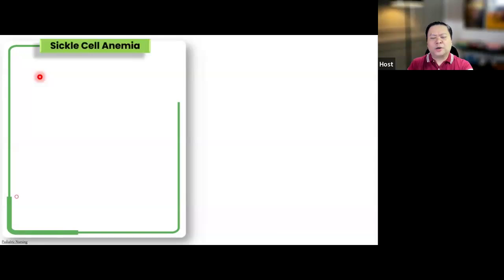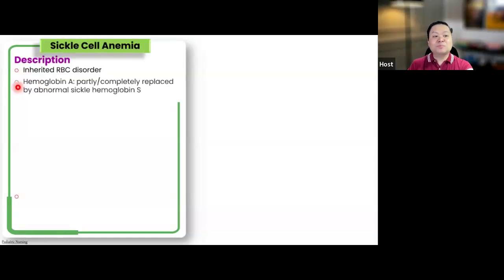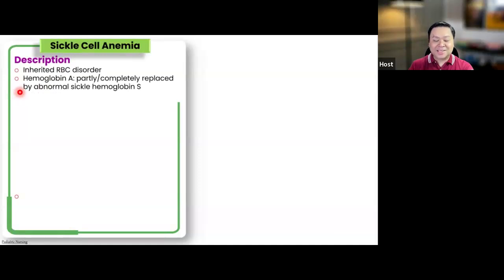So what is this disorder? This is an inherited disorder of the red blood cell. Again, this is a problem in the red blood cell. The problem here is that there is replacement of the normal hemoglobin A by the abnormal sickle hemoglobin S. So please take note of that. The hemoglobin A, which is the normal type of hemoglobin in the body, is going to be replaced by the hemoglobin S.